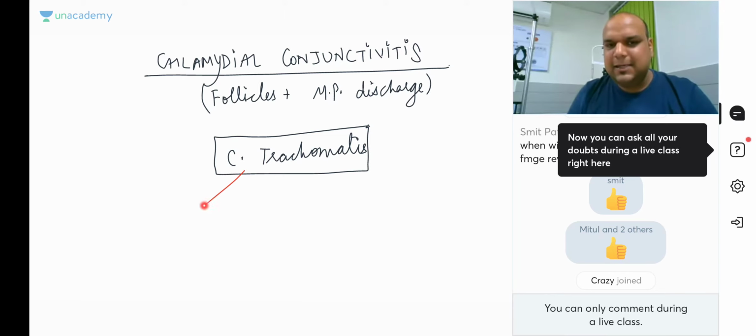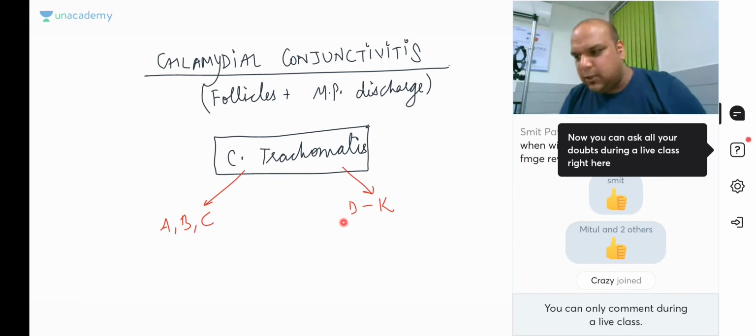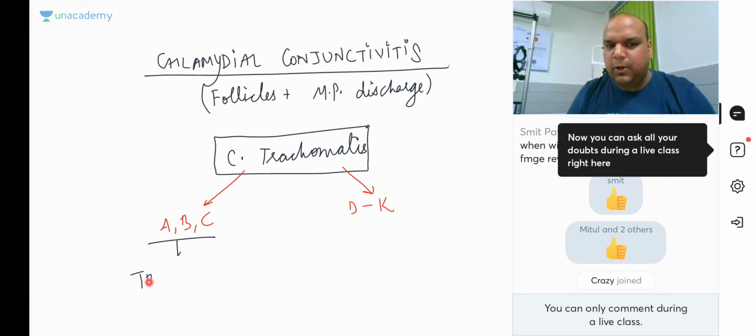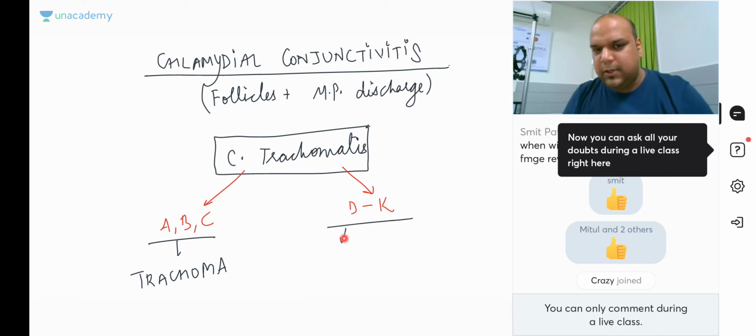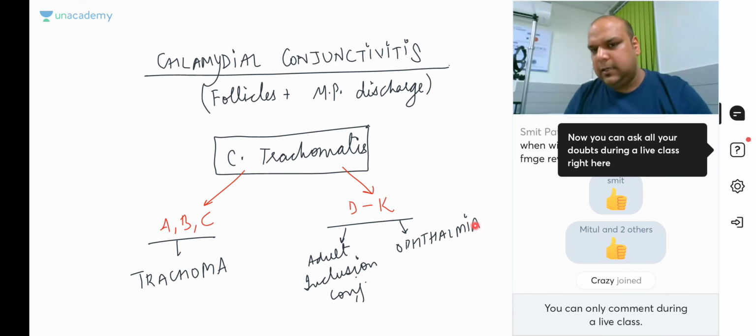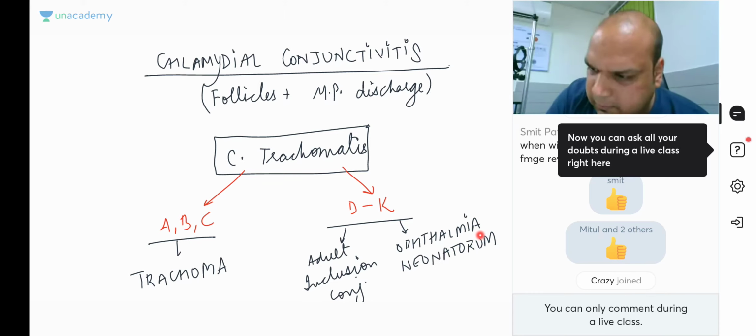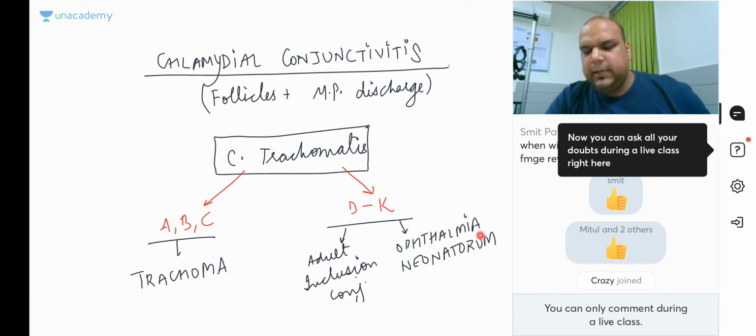Chlamydia trachomatis can be of a lot of groups or serovars: D to K, and then we have A, B, C. A, B, C causes the most important condition, which is also covered as part of Vision 2020 in India, if you remember: trachoma. And D to K cause two conditions. One is called adult inclusion conjunctivitis, and the other in children, which I will discuss, an important condition, ophthalmia neonatorum. I hope there is no confusion about this.